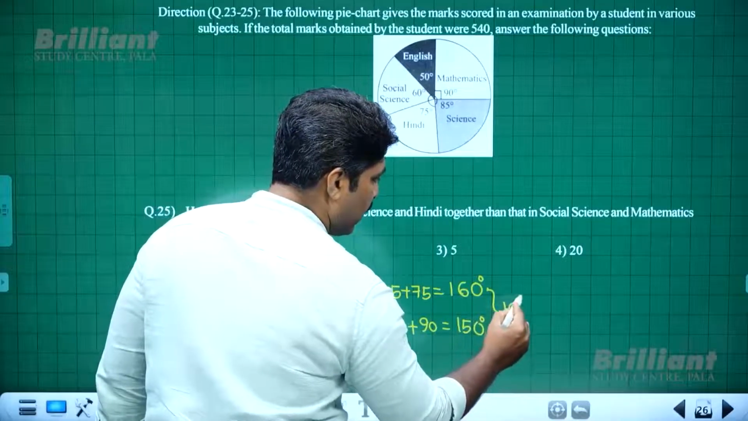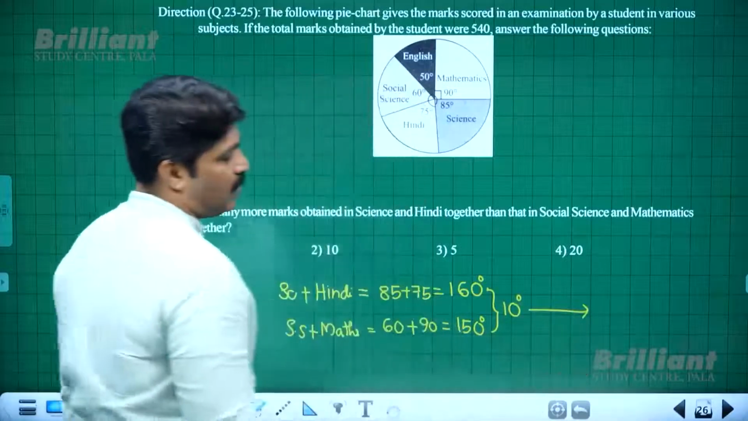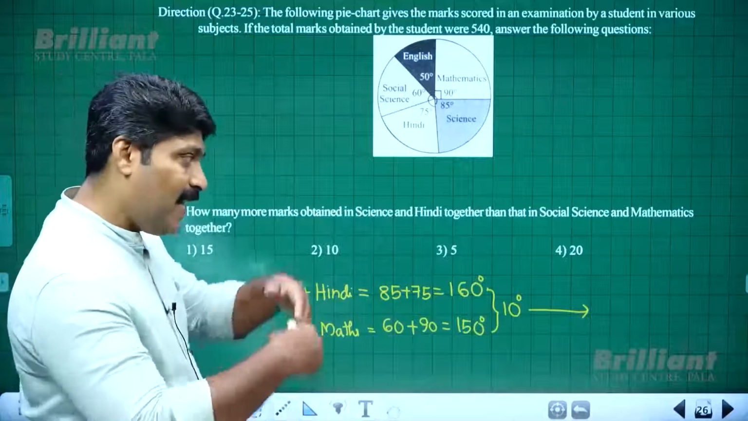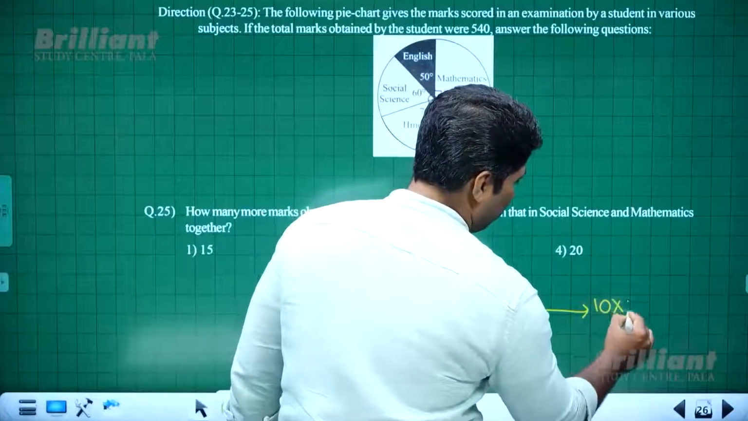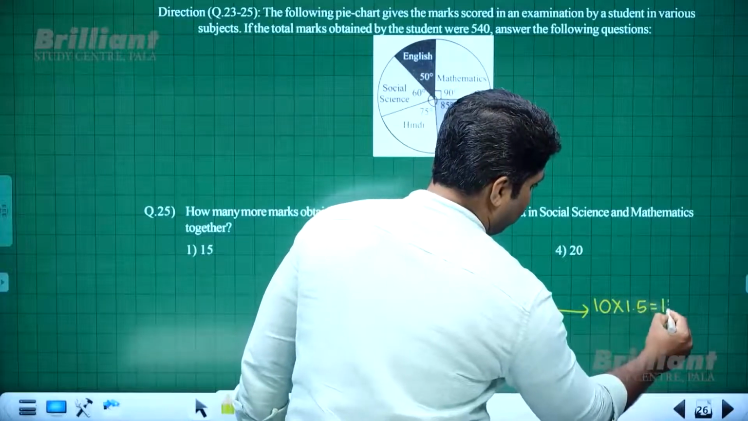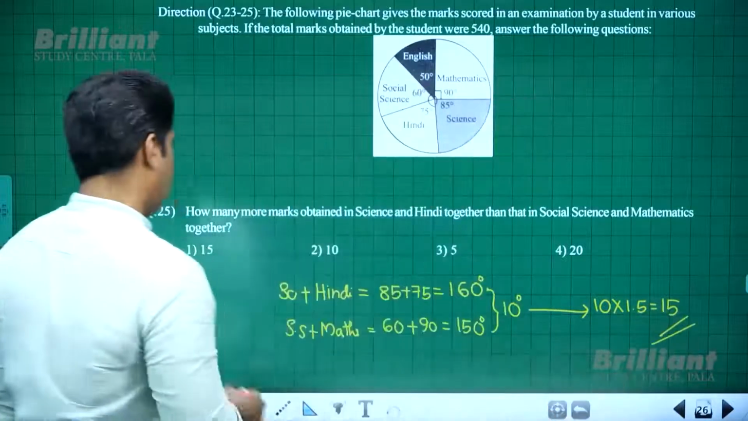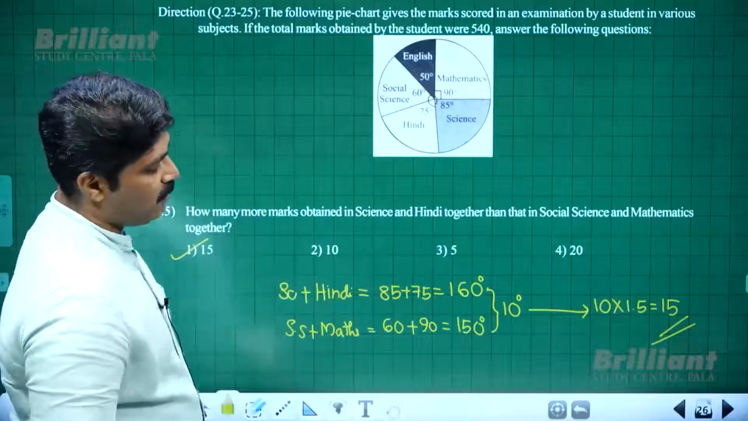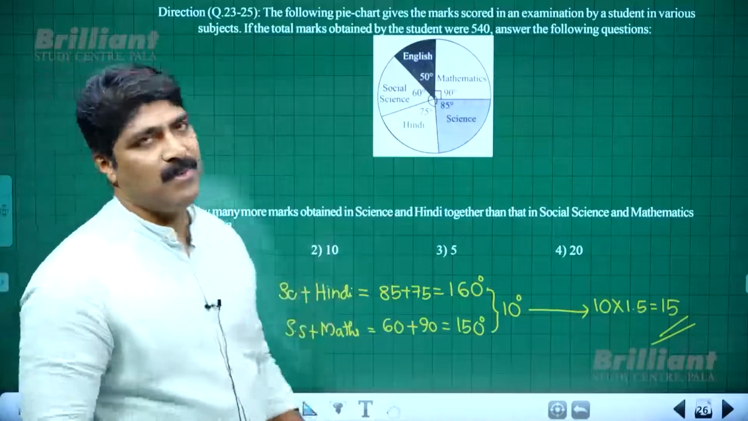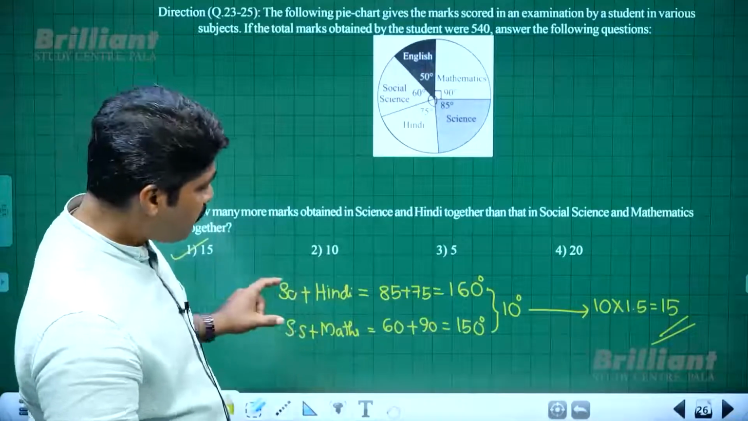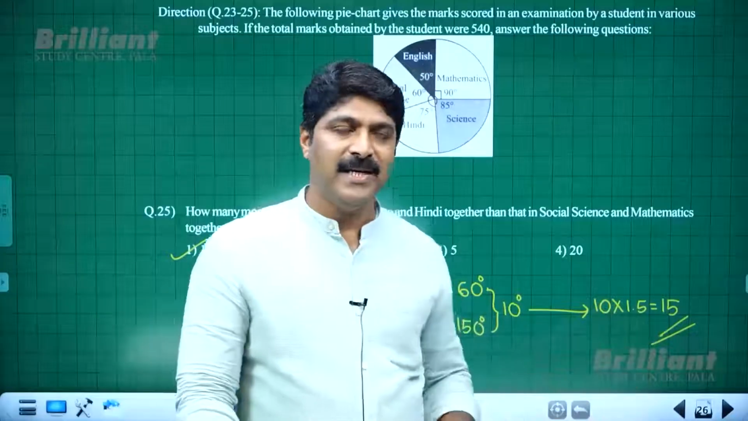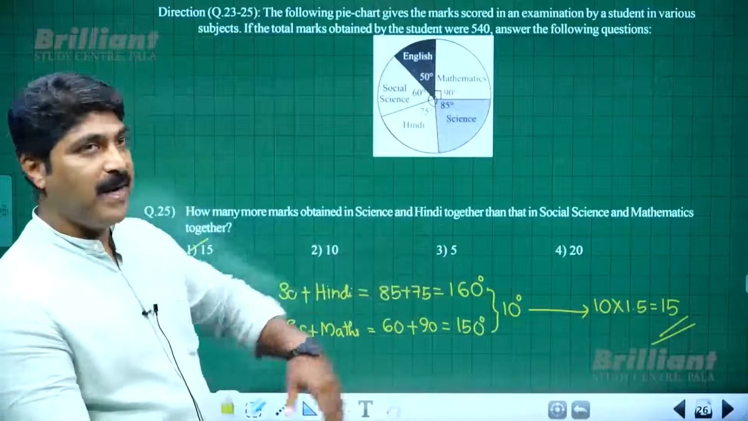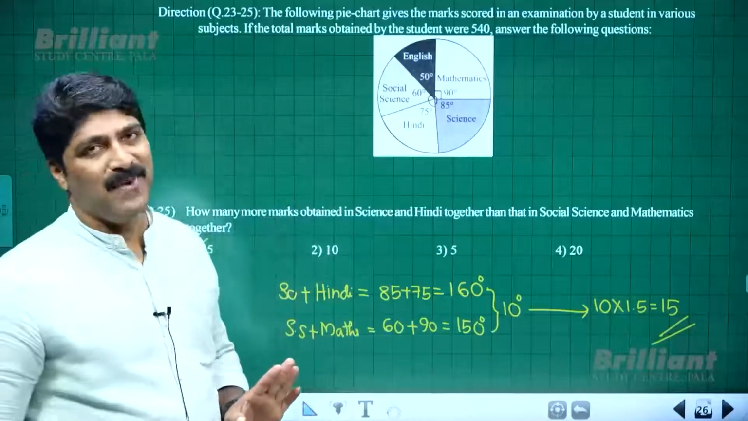So what's the difference here? That is 10 degree. What does this 10 represent? As we know, 10 into 1.5, which is equal to 15 marks. So the answer is 15 marks. That's an easy type of approach. We can find a multiplicative factor as per the given data, and with the help of that multiplicative factor, we can find the answer to this type of question.